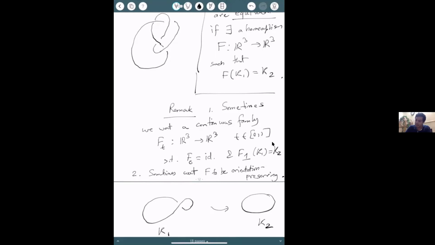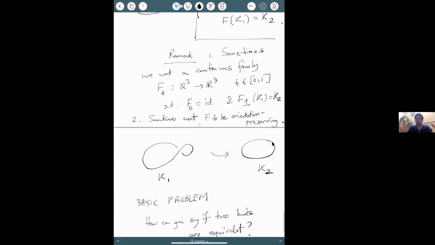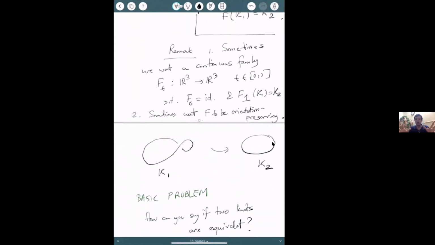In any case, this is the basic problem. If you are given two knots, can you tell whether they are homeomorphic or equivalent in this sense? They are of course homeomorphic as topological spaces, since they're both S1, but the question is whether there's a homeomorphism of R3 that takes one to the other. This is the sense in which knots are equivalent.